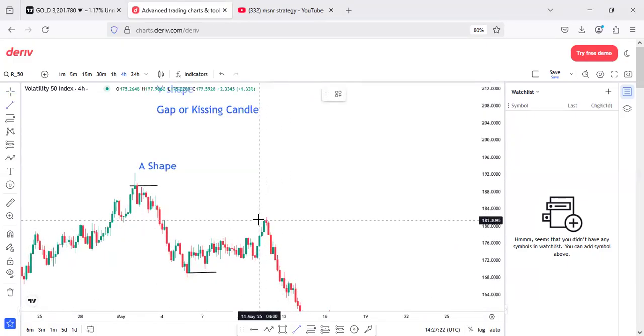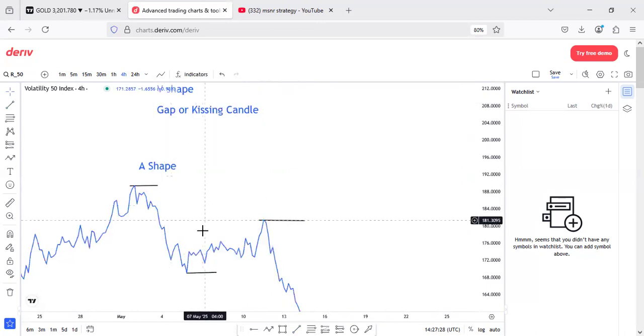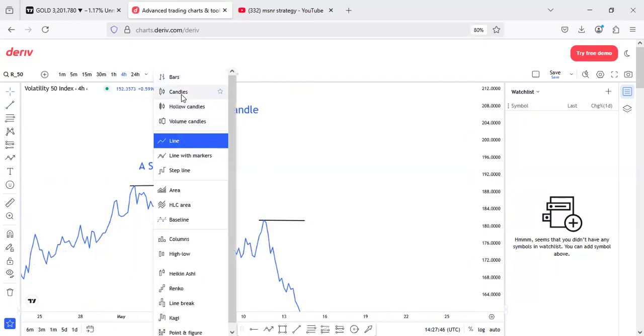If you dive into the line chart, you'll notice these are the key zones, marked out well. You see it looking like a V. This is looking like an A shape. This is looking like an A. This is looking like a V.